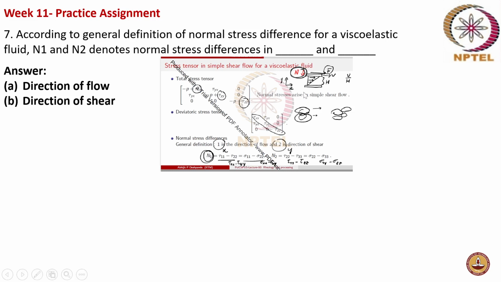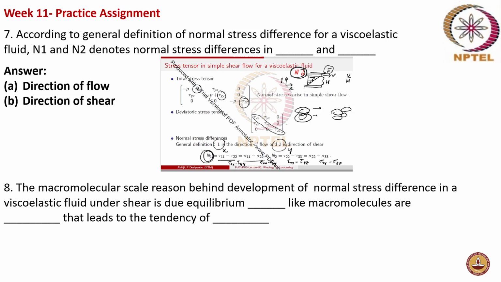The shear travels in the y direction. For example, in this case, if you take x and y, x is the horizontal and y is the vertical direction. So in your x direction, your N1 component comes in, and in your y direction your N2 component comes in. That is your N2 normal stress difference. When you go through the lecture, you will understand better.